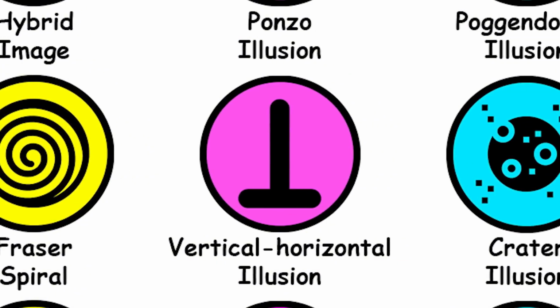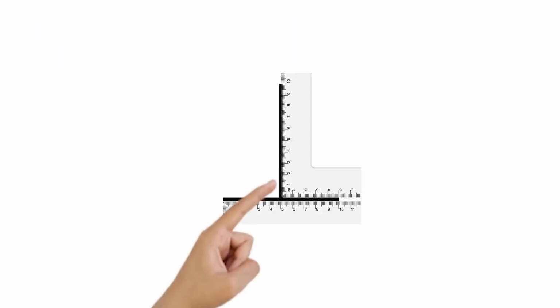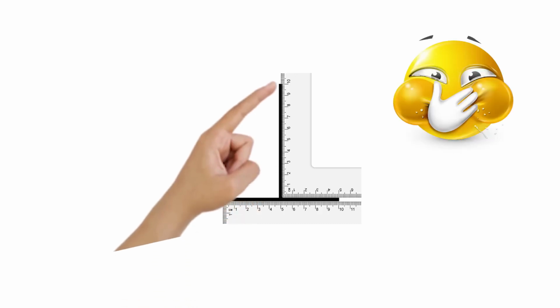Vertical-horizontal illusion. Which one of these two lines is the longest one? Neither of them. They're both the same length. If you guessed that the vertical one was longer, you've been tricked.